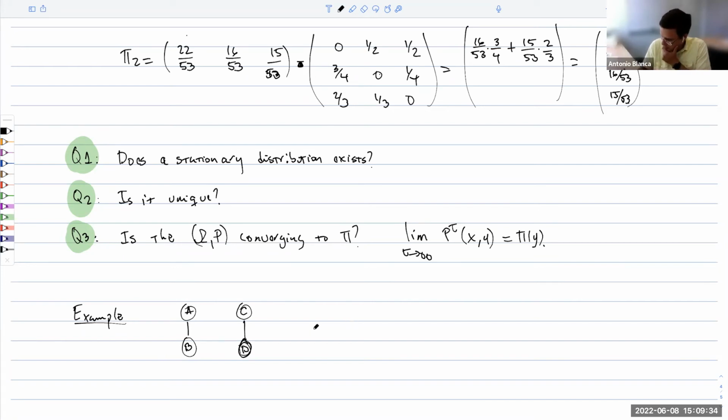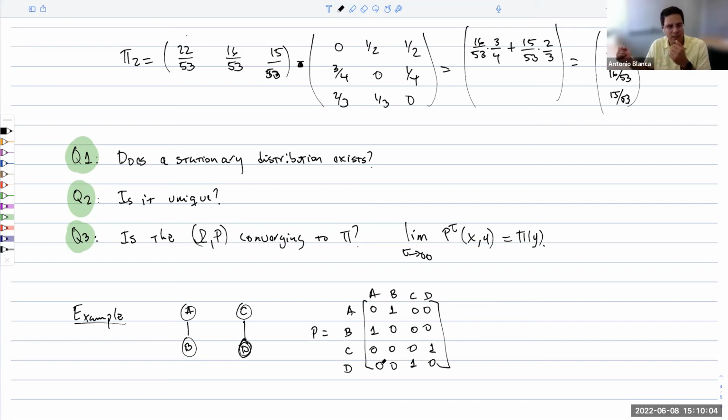Now, if you look at the transition matrix, it's a 4x4 matrix, with rows and columns A, B, C, and D. The probability of going from A to A is 0, from A to B is 1, from A to C or from A to D is 0. Then from B to A is 1, then 0, 0, and 0. From C to D is 1, and everything else is 0. And then from D to C is 1, and every other transition is 0. So this is the transition matrix.